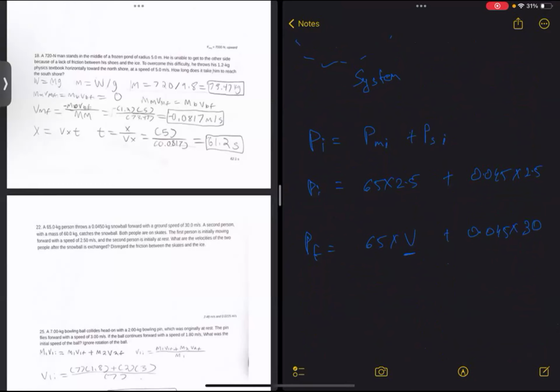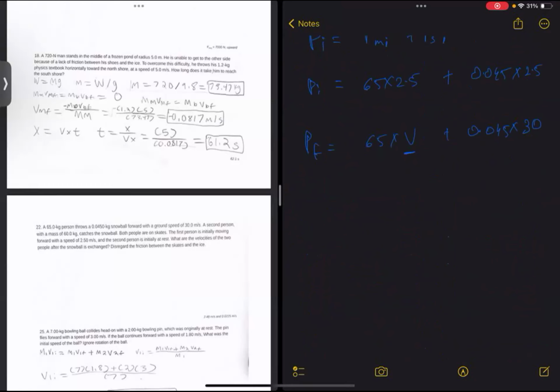Now, how would you find the velocities of the two people after the snowball is exchanged? Now the second person is at rest. He is on the skateboard. So what is the initial momentum of the second person? Is that zero?